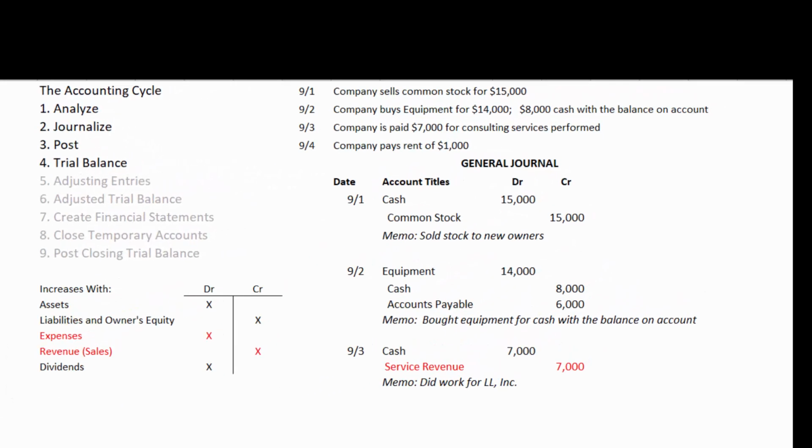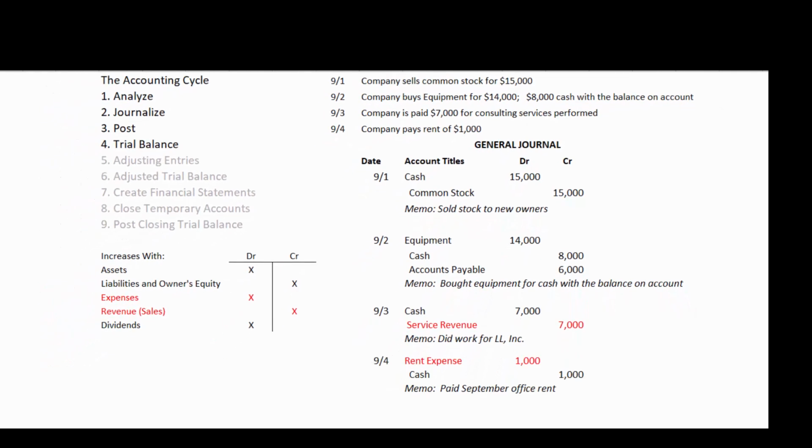Then for our last transaction, on September 4th, the company pays rent of $1,000. Why don't you see if you can pause this video and create that journal entry? I hope you got it.